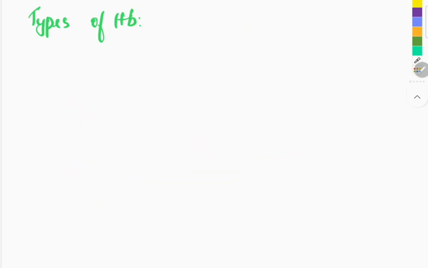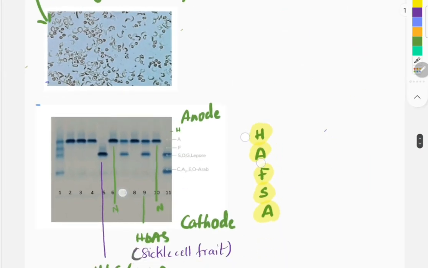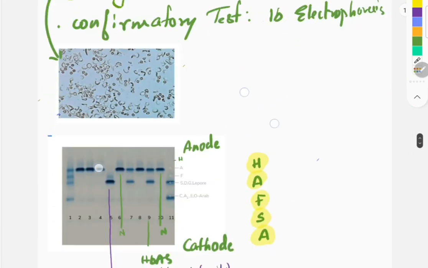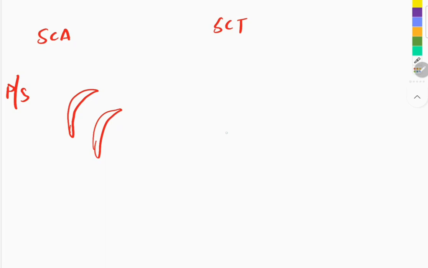Now, okay, guys, we will talk about the peripheral smear. Just a moment, I'll show you the picture of the peripheral smear. Yes, here, just see this. Can you see that the RBCs here are sickle shaped, right? My question to you is, in sickle cell anemia and sickle cell trait, how is the peripheral smear going to appear? Will you see sickled cells in both conditions?